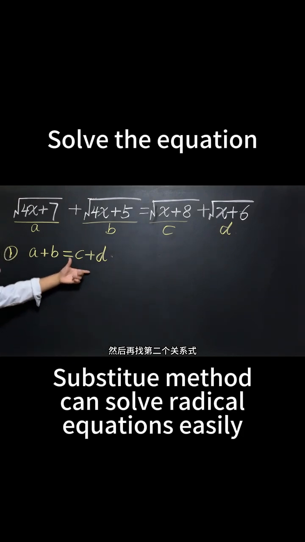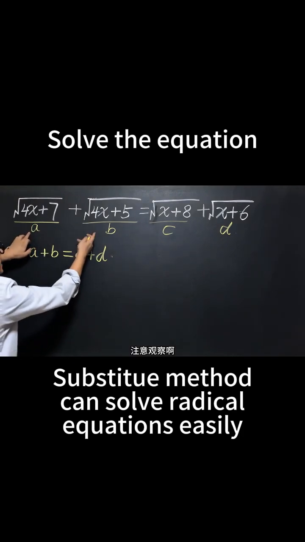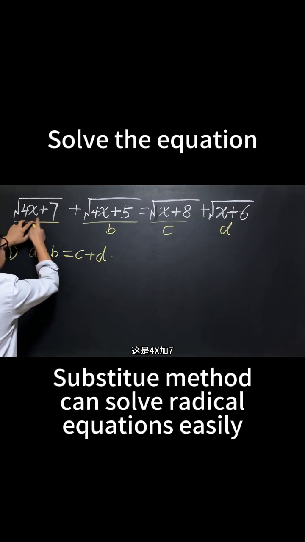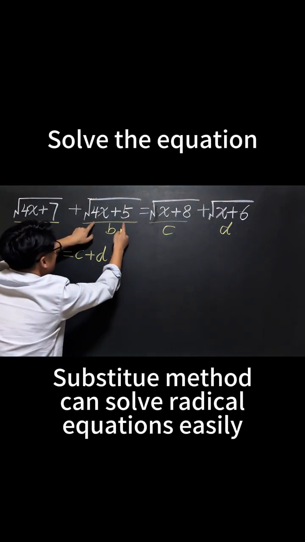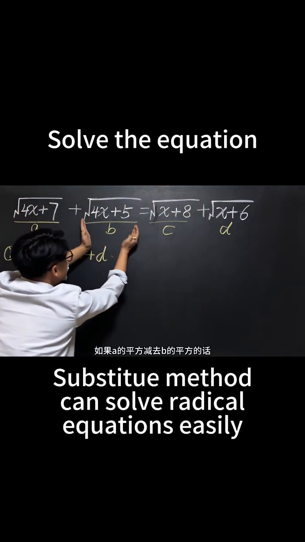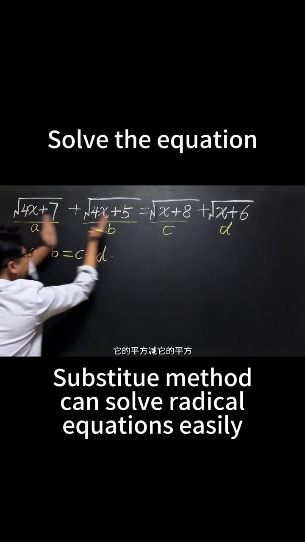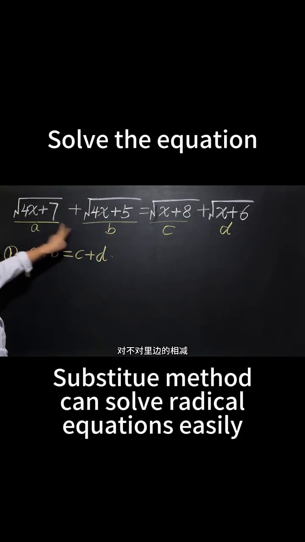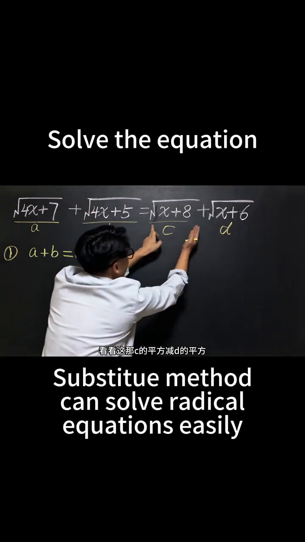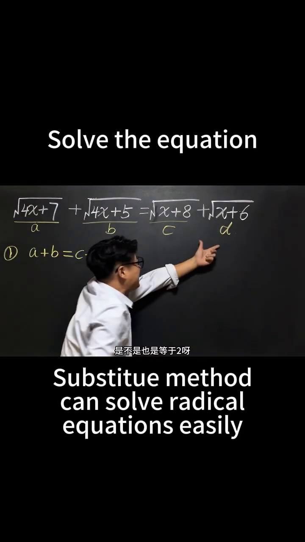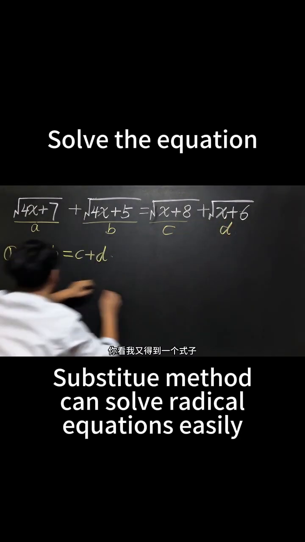Then look for the second relationship. Pay close attention and observe carefully. This is 4x plus 7, and this is 4x plus 5. If you subtract b squared from a squared, isn't that a constant? If you take its square minus the other square, doesn't that equal 2, right? Now look inside. If you subtract d squared from c squared, isn't that also equal to 2? The x cancels out, right?